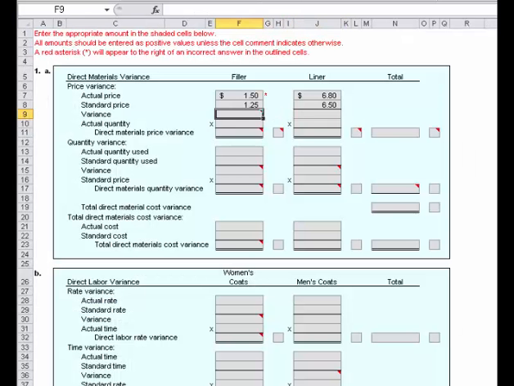The variance in this template gives us a helpful hint. It says enter this as a negative. And the reason it's negative is that the actual price was higher than the standard price. So I'm going to say equals $1.25 minus the $1.50. You can look up here and see how I'm putting the formula in. So I've got 25 cents. I can copy that here, and I should get the same thing, 30 cents.